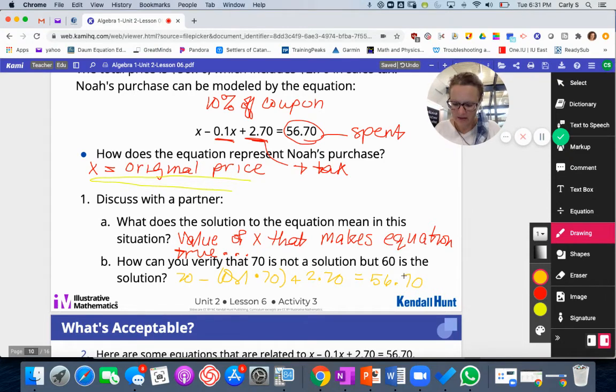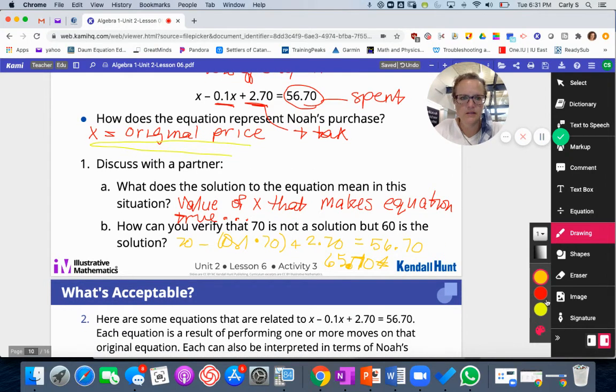So do this math. 70 minus parentheses 0.1 times 70 plus $2.70. Okay, that gives me, on the left side, 65.70, which is not equal to 56.70.